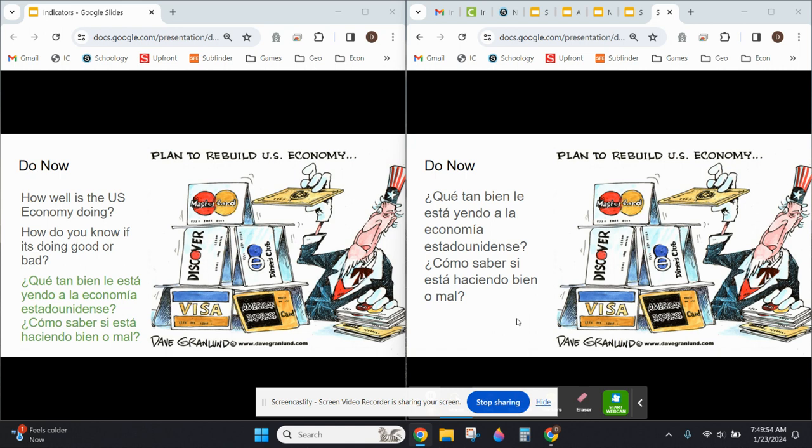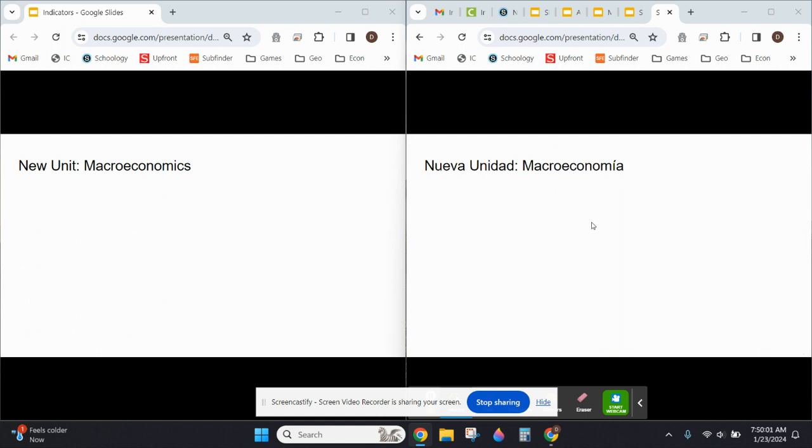And that's going to be one of our goals today, to try and figure out how well the economy is doing and how do we know? So we're starting a new unit today. It's called macroeconomics. Now, the unit we just finished was microeconomics, so small scale, zooming in on one product or one industry.